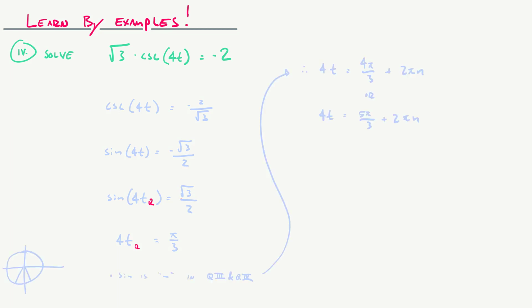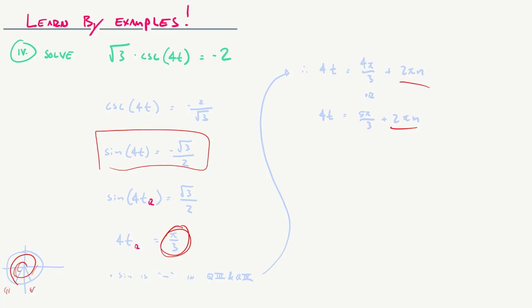Right? Which means that 4t could be, and by the way, this is the reference angle, but in my head, I'm like, okay, wait a minute. We're solving for when sine is negative. Sine is negative in quadrants 3 and 4. And so the angle that creates the pi over 3 reference angle in quadrant 3, that's 4 pi over 3. The angle that creates the pi over 3 reference angle in quadrant 4 is 2 pi minus pi over 3, and that gives you 5 pi over 3. And then I'm just adding 2 pi n, right? Because anything that's coterminal with these is also going to be a solution to 4t.